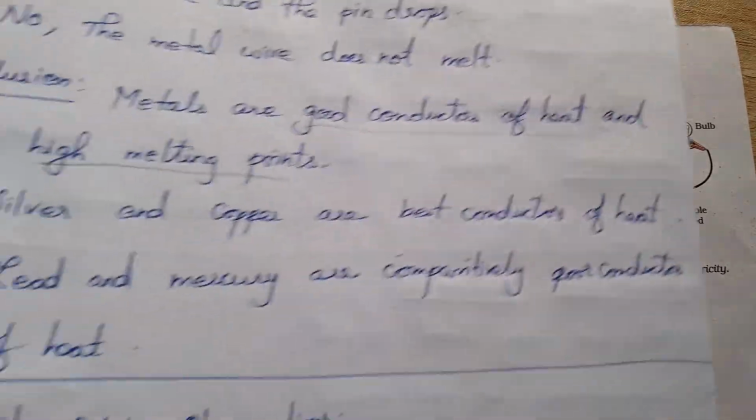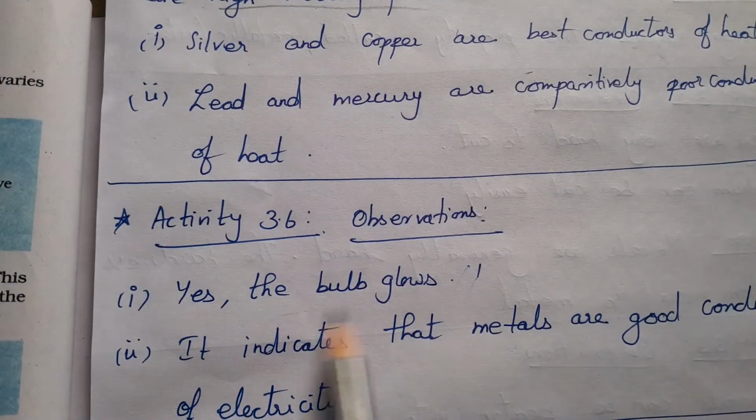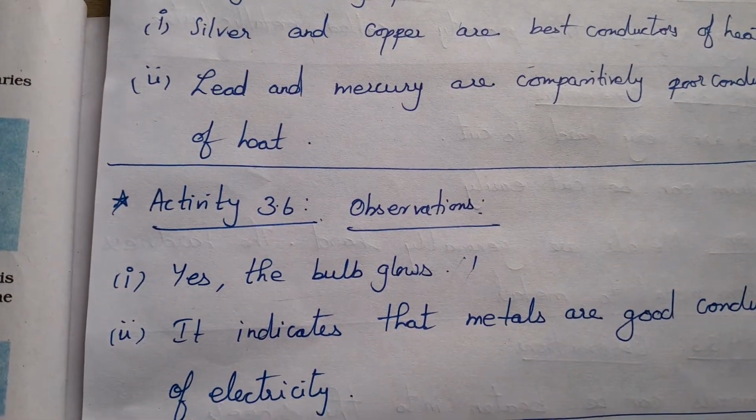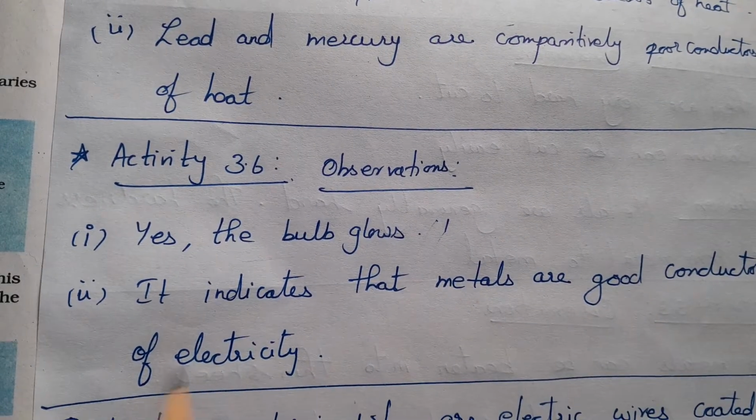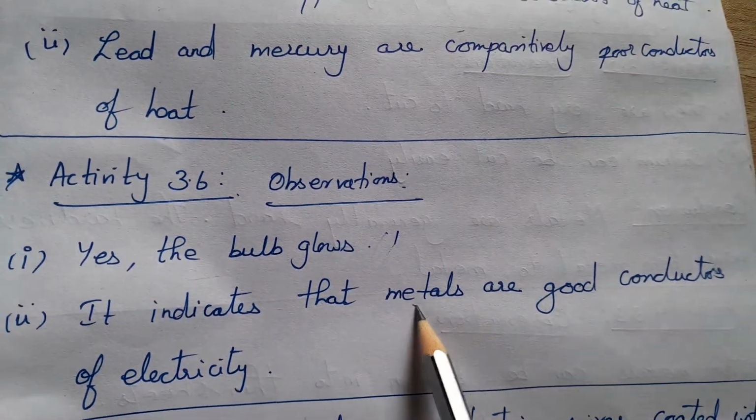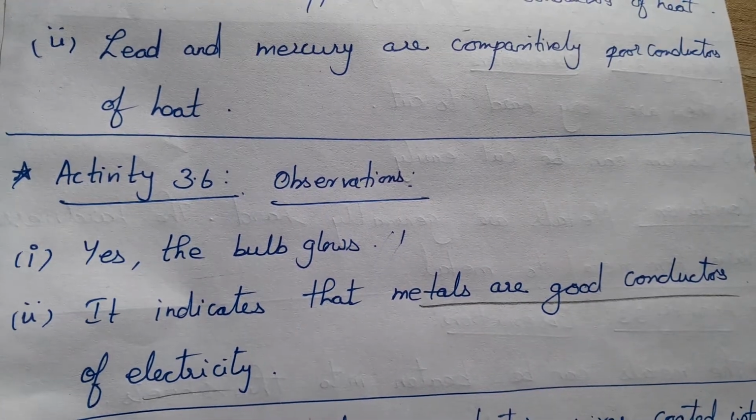So what is your observation? Yes, the bulb will glow. What does it indicate? It indicates that metals are good conductors of electricity, okay.